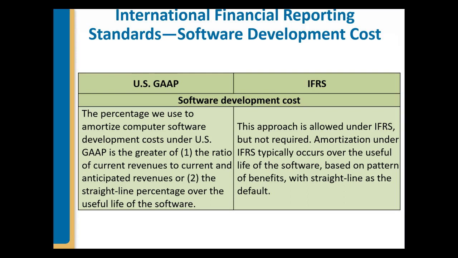The percentage we use to amortize computer software development costs under GAAP is the greater of the ratio of current revenues to current and anticipated revenues, or the straight line percentage over the useful life of the software. This approach is allowed under IFRS, but not required. Amortization under IFRS typically occurs over the useful life of the software based on pattern of benefits, with straight line as the default.